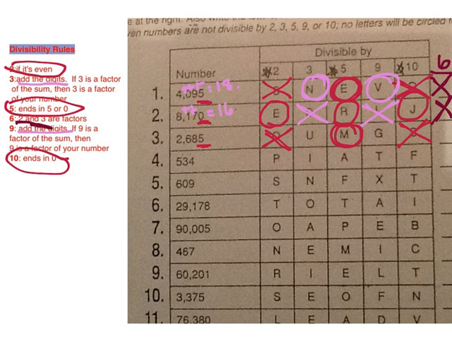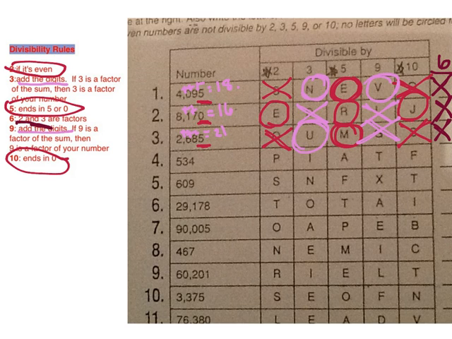Now, to check for 3. 2 plus 6 is 8, plus another 8 is 16, plus another 5 is 21. Is 3 a factor of 21? Yes, 3 goes into 21 evenly. So therefore, 3 is a factor of 2,685, or 2,685 is divisible by 3. What about 9? Does 9 go into 21 evenly? No, therefore 9 does not go into 2,685 evenly. To check for 6, are 2 and 3 factors? Nope.